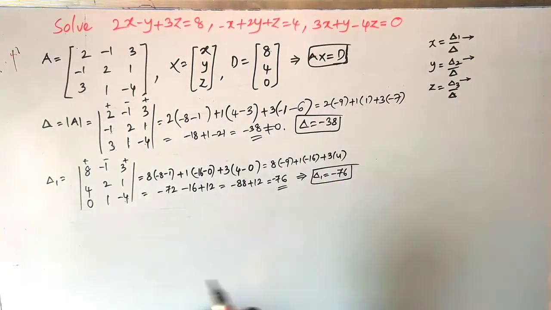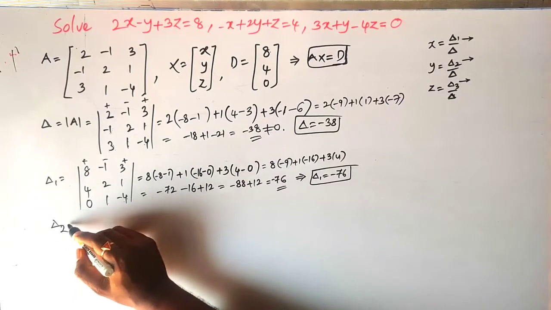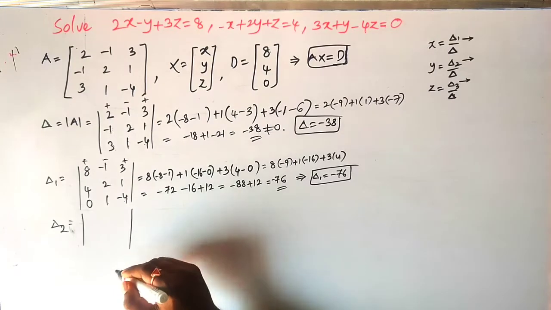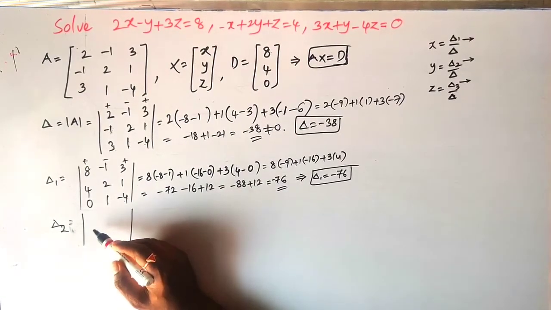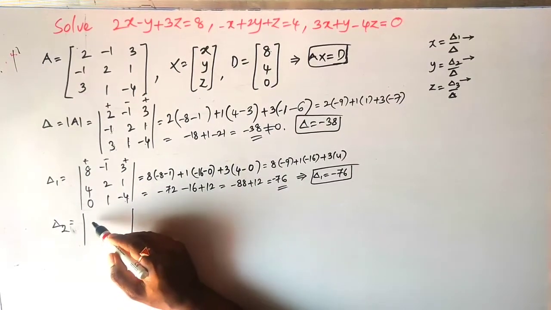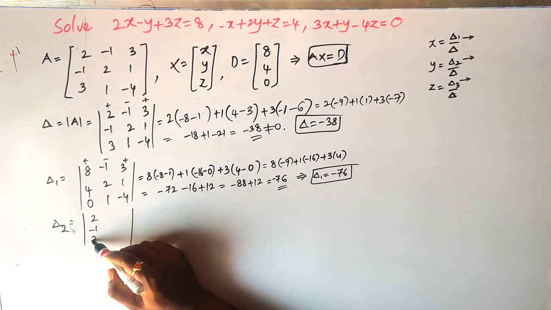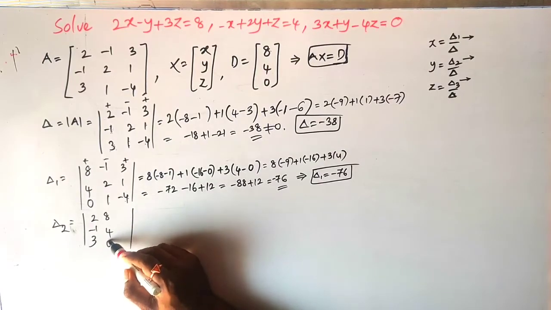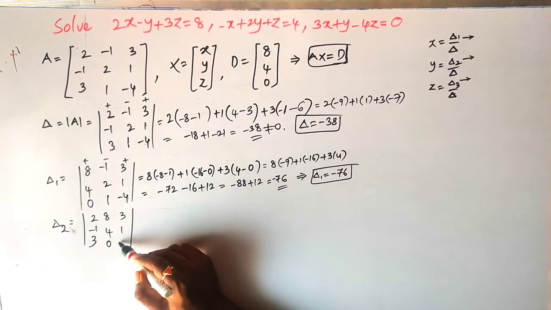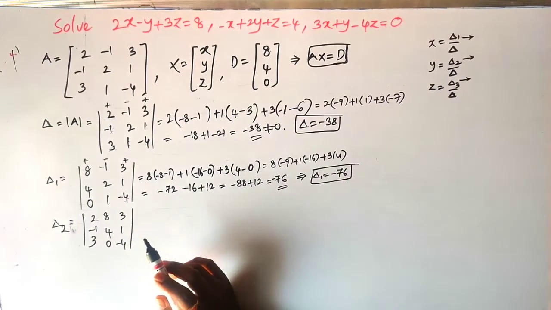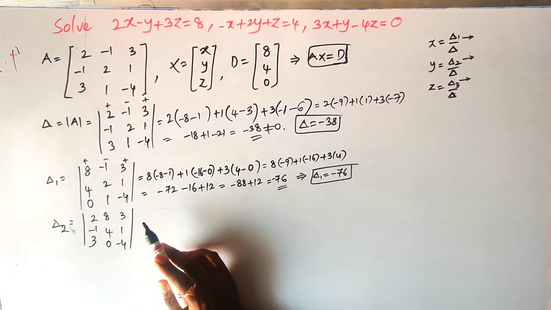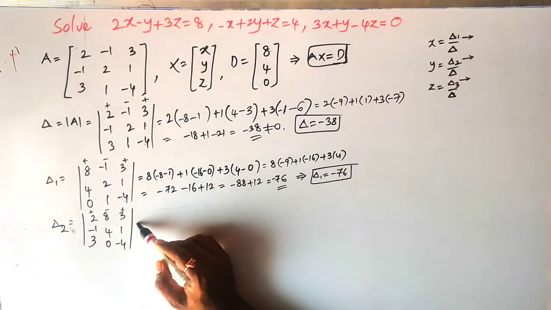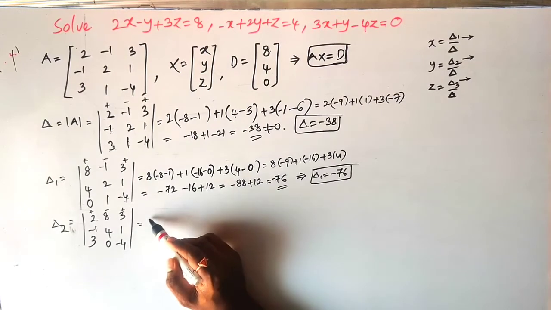Okay. Next we go to delta 2. What is delta 2? Delta 2 is nothing but second column. First column as it is, 2 minus 1 3. Second column is replaced by 8 4 0. Third column 3 1 minus 4 as it is. So only the second column is changing in delta 2, the first column changed in delta 1. So plus minus plus. Here plus minus plus, watch carefully, otherwise a mistake will happen.